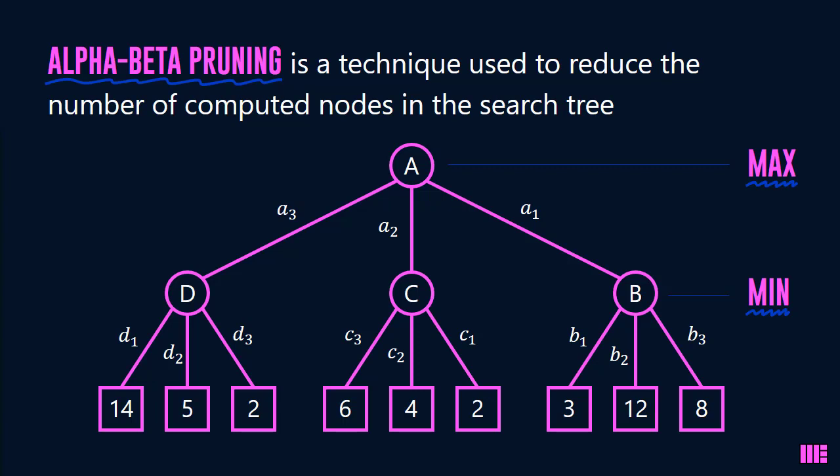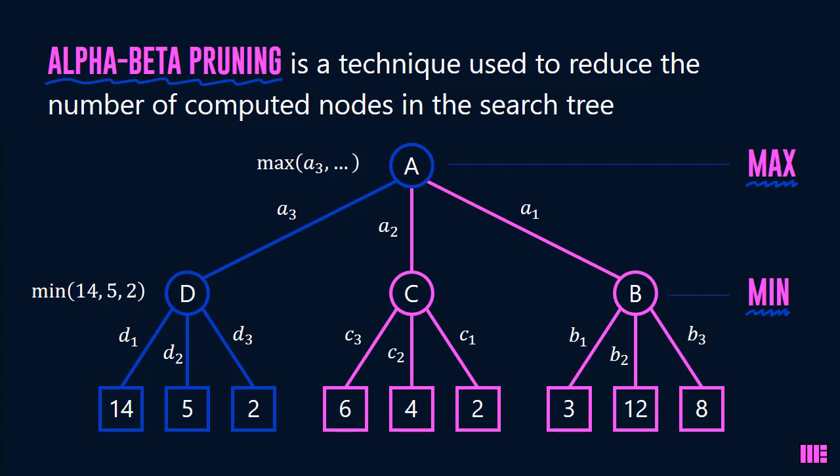We start at node A, then move left to node D, then one by one evaluate the terminal nodes at D. The minimum utility of 14, 5, and 2 equals 2, so that becomes the utility at D, and we move back up the tree to A. Next, we start searching node C. The first terminal node that we reach has a utility of 6.